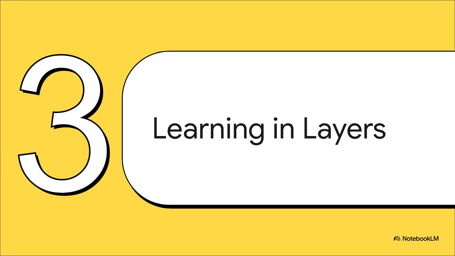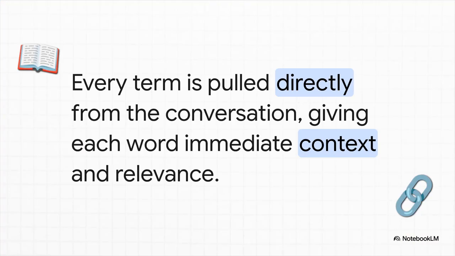All right, now we're getting into the nuts and bolts, the actual proof of how this thing works. I mean, how do you go from watching a simple conversation about cleaning the house to being able to talk about it yourself? Well, the secret is all about learning in layers. So layer 1 is pretty straightforward. It's all about vocabulary. But, and this is a big but, instead of some random list of words, every single term is pulled directly from the conversation you just watched. That immediately gives every single word a purpose and a place to live.